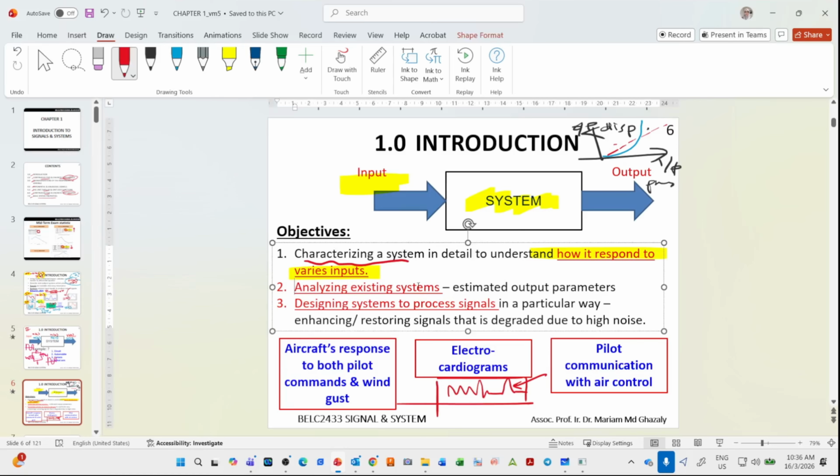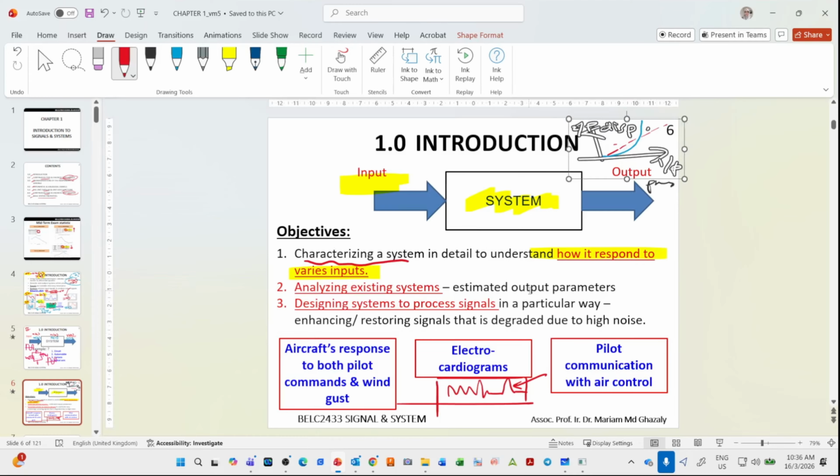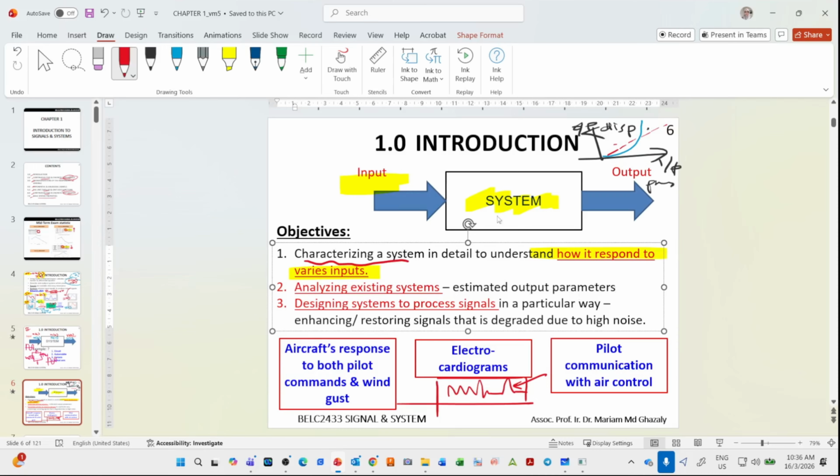Number two is analyzing an existing system. This means estimating output parameters. You already have a system, but you want to confirm whether or not the system reacts to that. So you are going to do an estimation based on giving multiple inputs, by increasing the voltage, by giving different sampling times and so on.